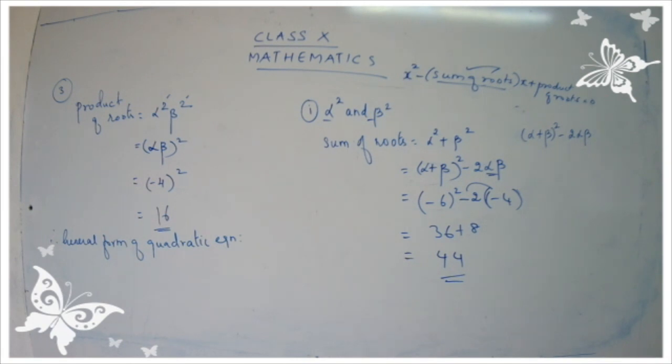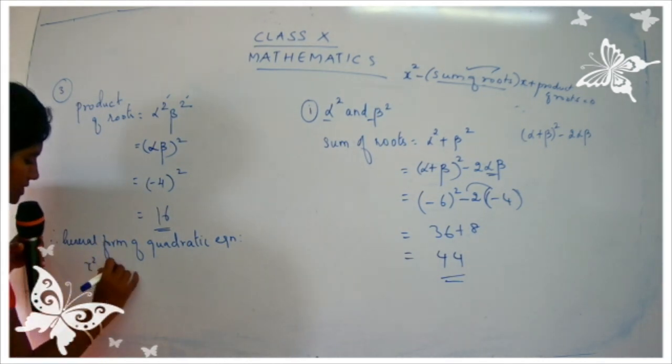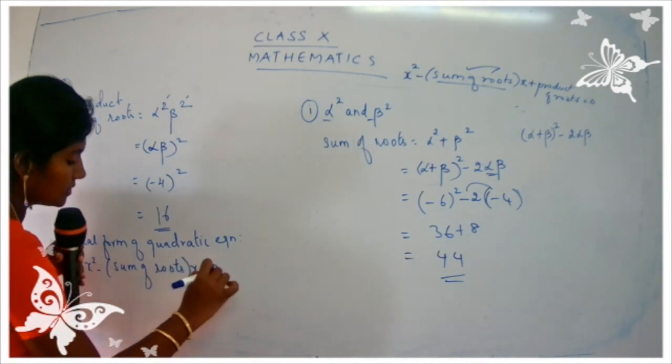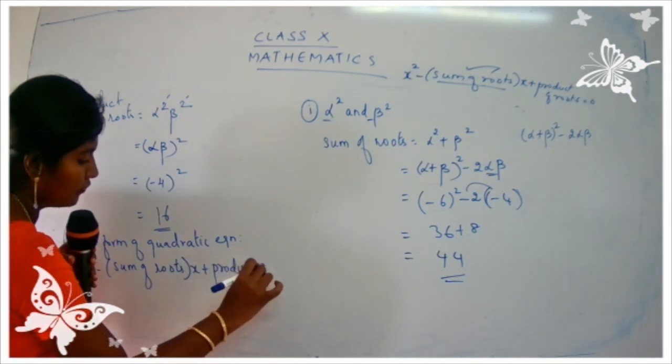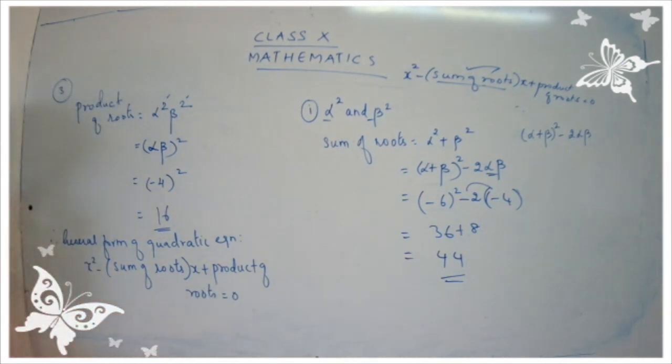So the general form of a quadratic equation, you know the formula, we have already used this in our previous exercise, haven't we, children? So what is the formula? x square minus sum of roots, the whole x, plus product of roots is equal to 0. So write the general form: x square minus sum of roots x plus product of roots is equal to 0.